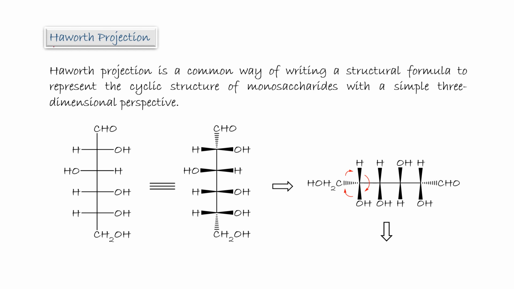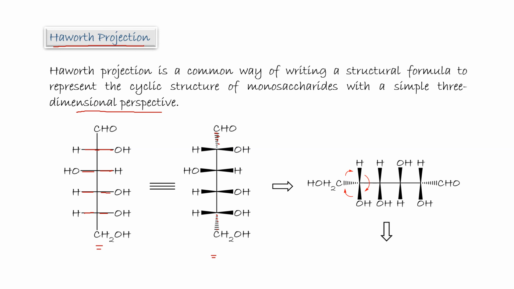Another way to draw the monosaccharides is the Haworth projection. It is a common way of writing the structural formula to represent the cyclic structure of monosaccharides with a simple three-dimensional perspective. Here is the Fischer projection. Here is down, and this terminal is down, and the rest of the bonds up, up, up. This is the way we transfer from the Fischer projection to a three-dimensional one.